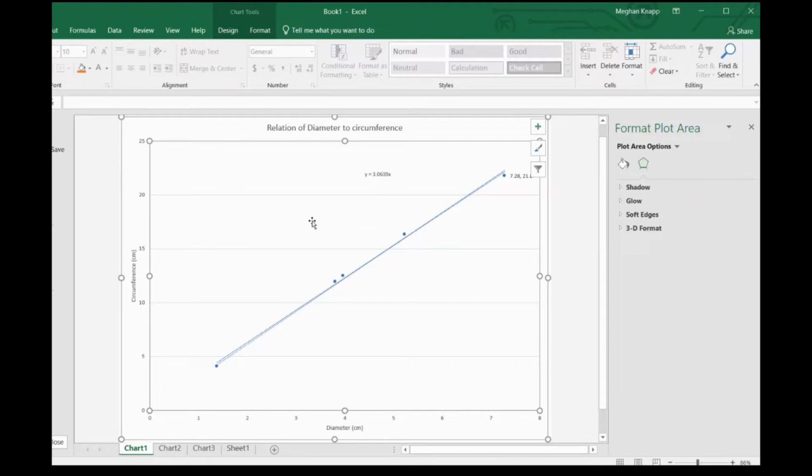Now, in most of the graphs that we're going to be looking at this semester, the slope is going to be very key to understanding the relationship between the values that are being measured. So we're going to pay a lot of attention to the slope.